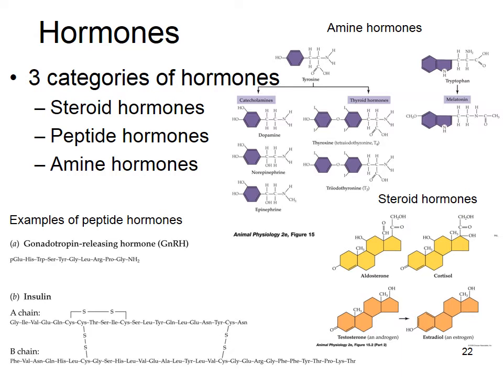You cannot take peptide hormones orally. Why not? What does your stomach do to peptides? It digests them. And this is what makes endocrinology such a difficult field. Because the vast majority of hormones are peptide hormones, and you can't give people pills for them. And people want pills. We like to pop pills. We do not like to get shots.